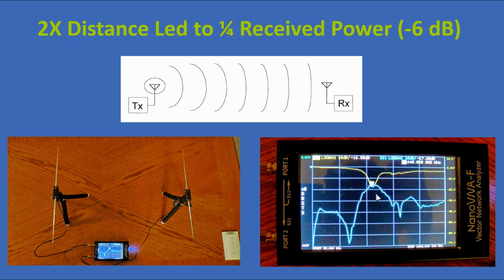And if we look at the readout on the right, the blue curve shows we have about minus 18 dB now. That's 6 dB less than before, which translates to 1/4 of the amount of power we were receiving before. So this is very important to remember, and we'll see why shortly. But remember that every time you double the distance, you lose about 6 dB in your received signal strength.